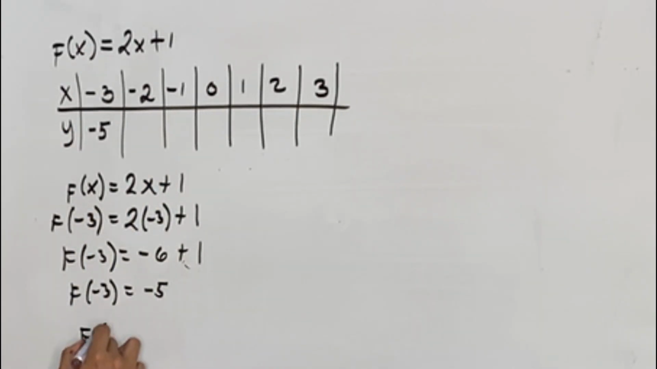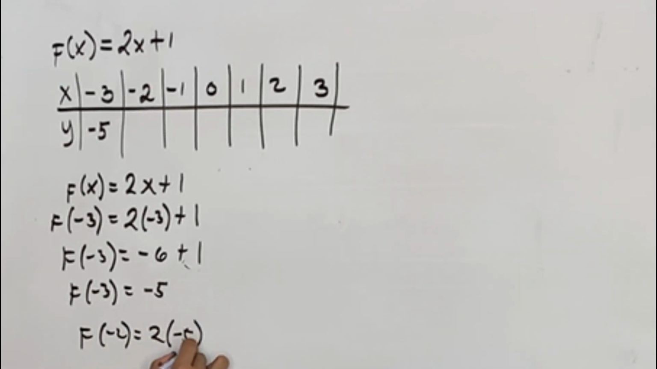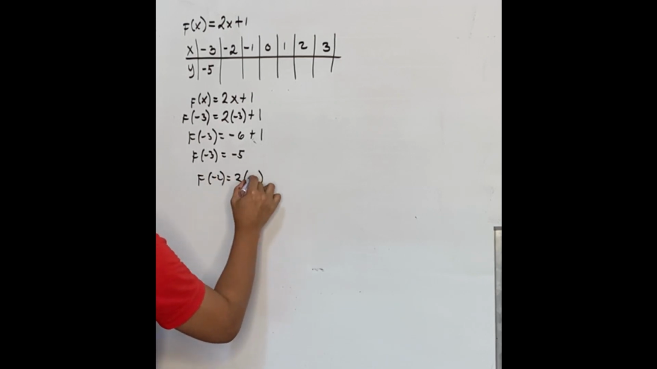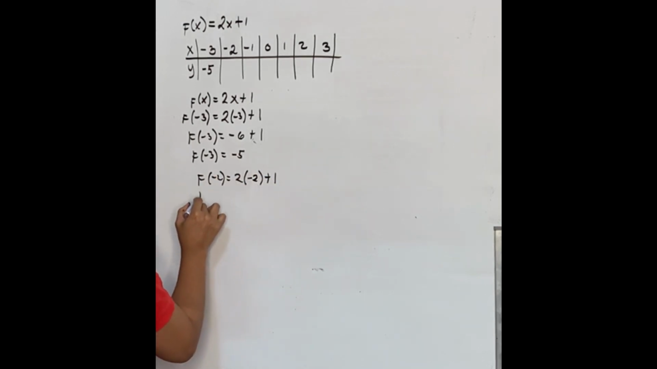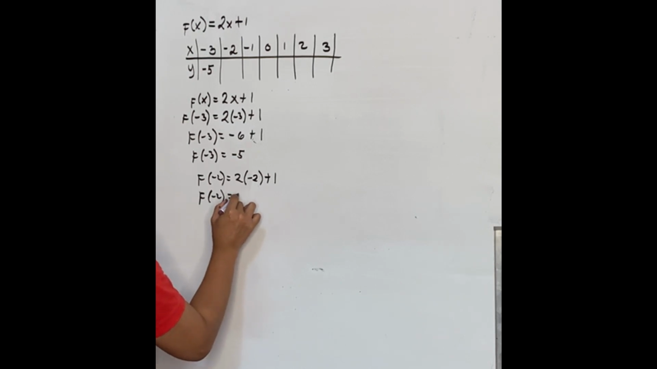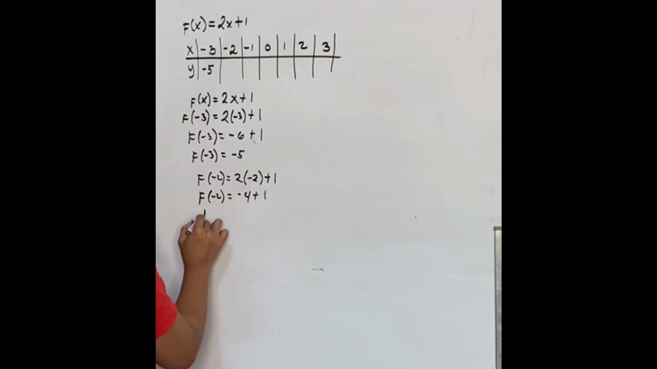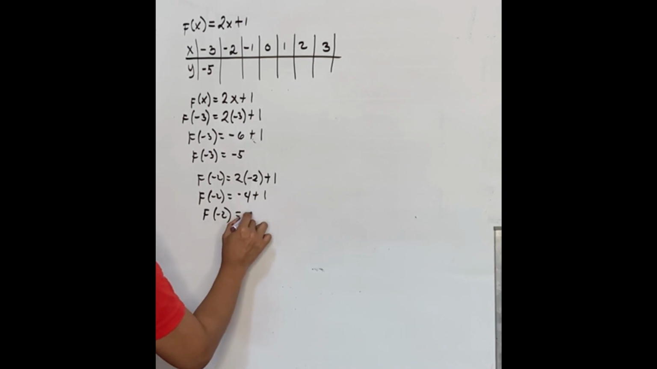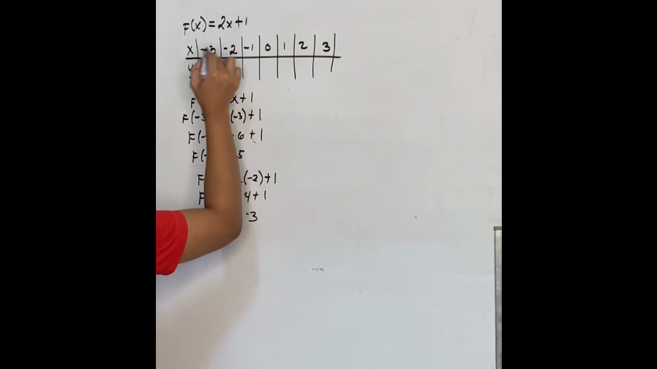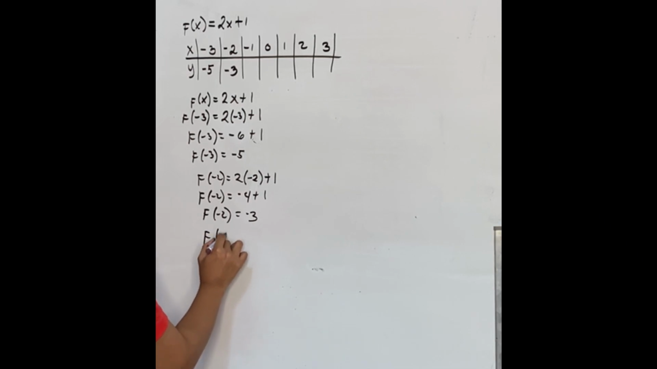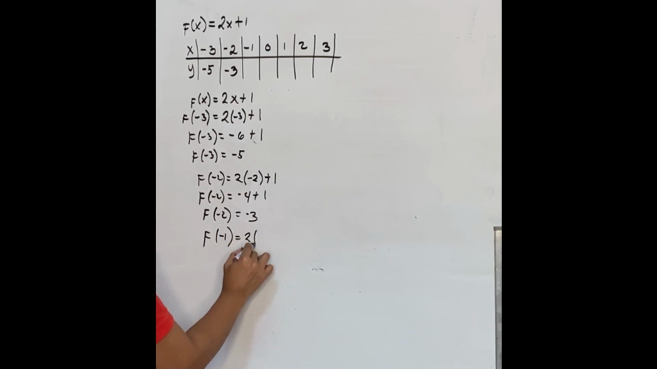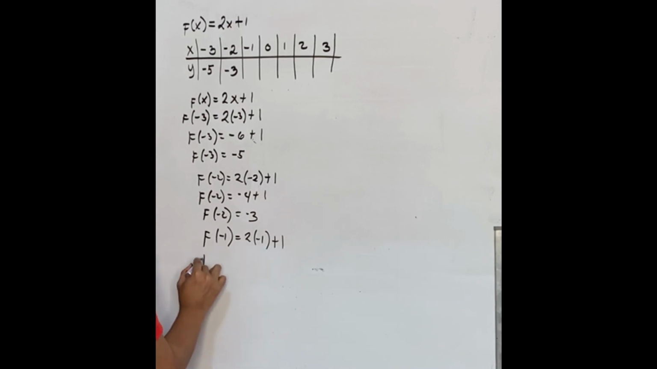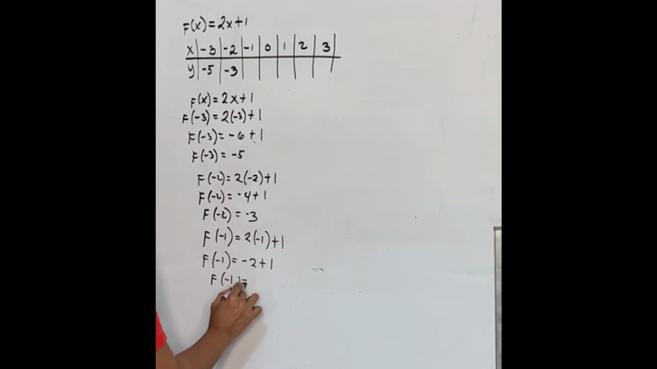Now let's have f of negative 2. That is equal to 2 times negative 2 plus 1. f of negative 2 is equal to negative 4 plus 1. f of negative 2 is equal to negative 3. Moving further, let's have f of negative 1 is equal to 2 times negative 1 plus 1. f of negative 1 is equal to negative 2 plus 1. f of negative 1 is equal to negative 1.